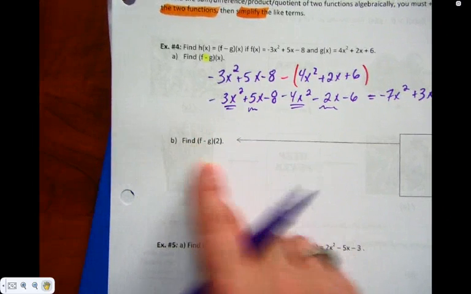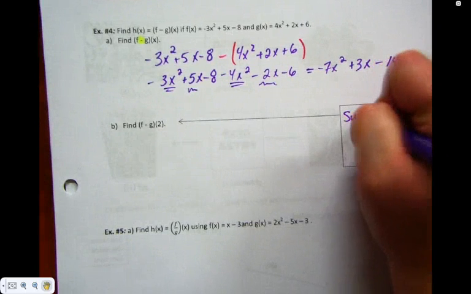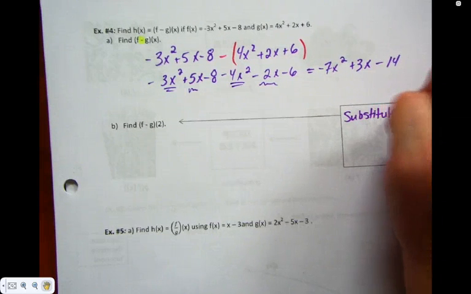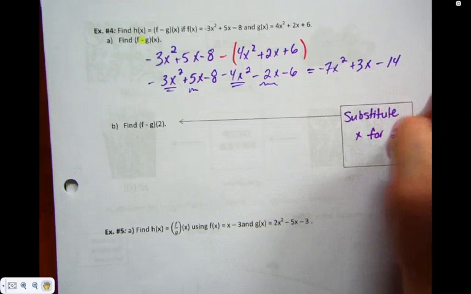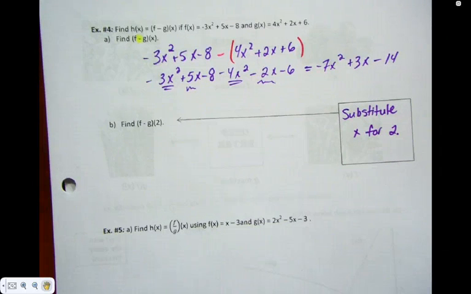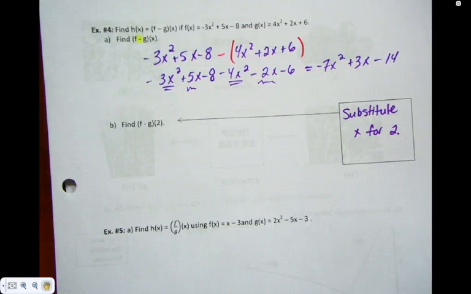So just be aware this is exactly what we did before, which means substitute. So this question is saying substitute x for 2. Okay? Not a multiplication. And it's what your brain is going to think at first, because we're so used to brackets next to brackets meaning multiply.